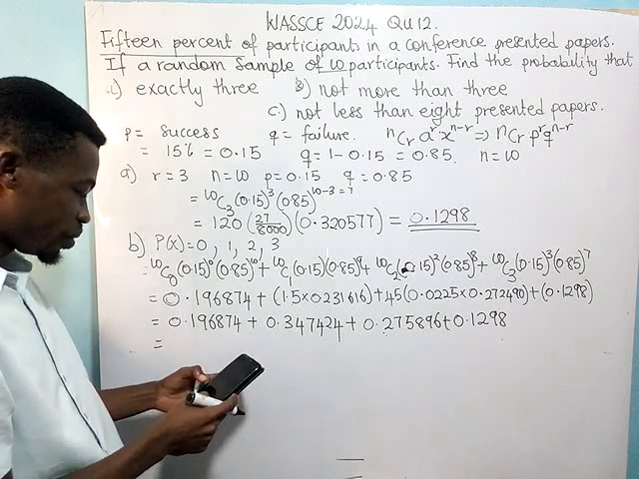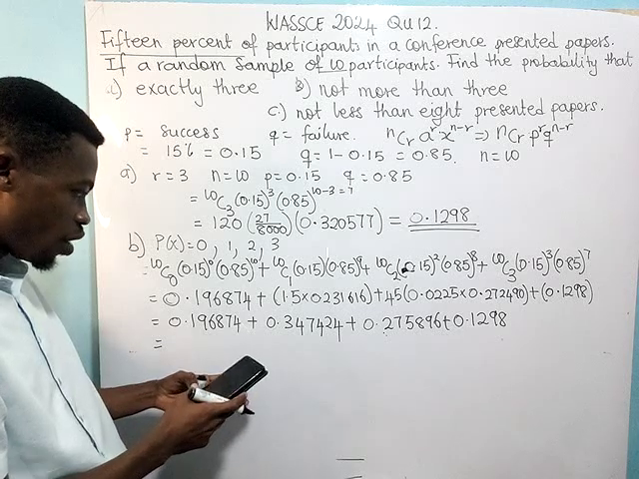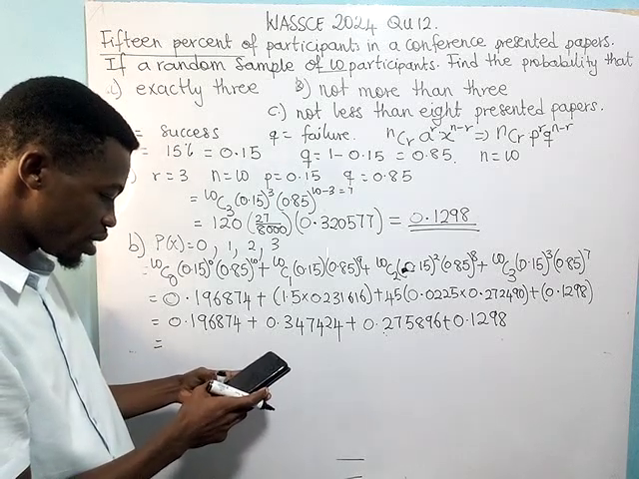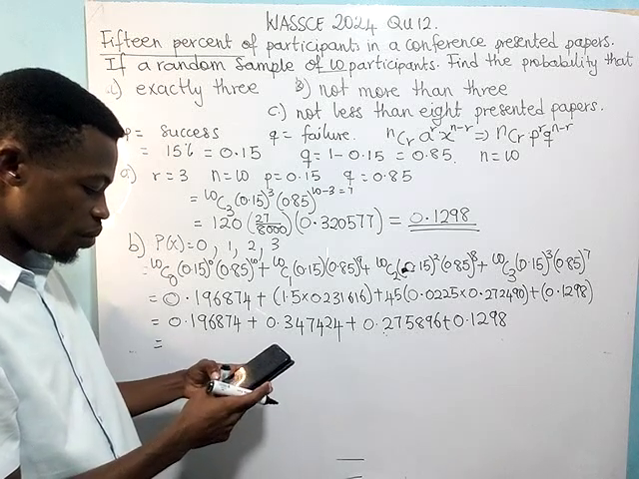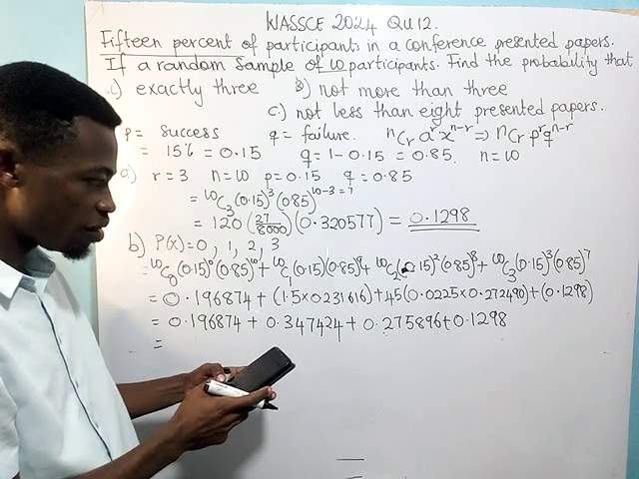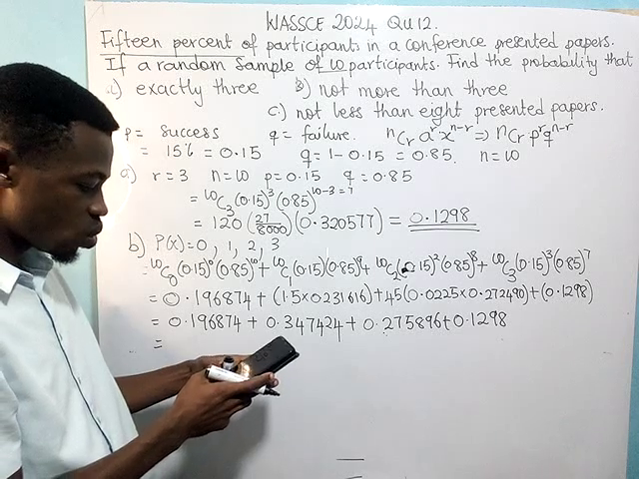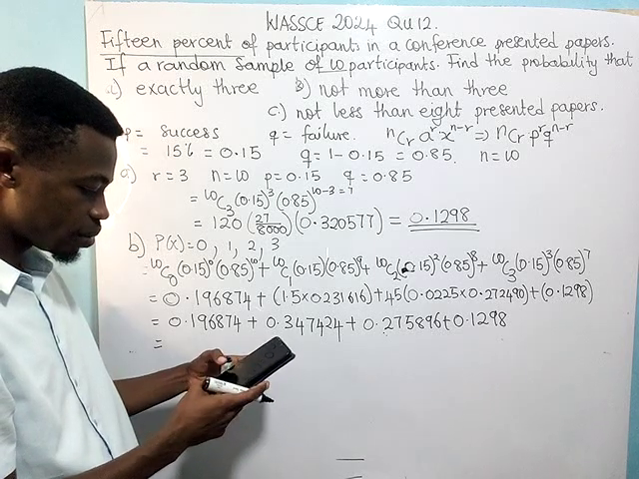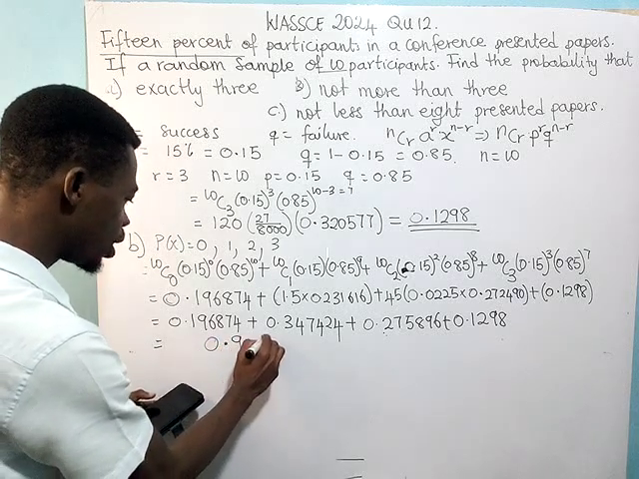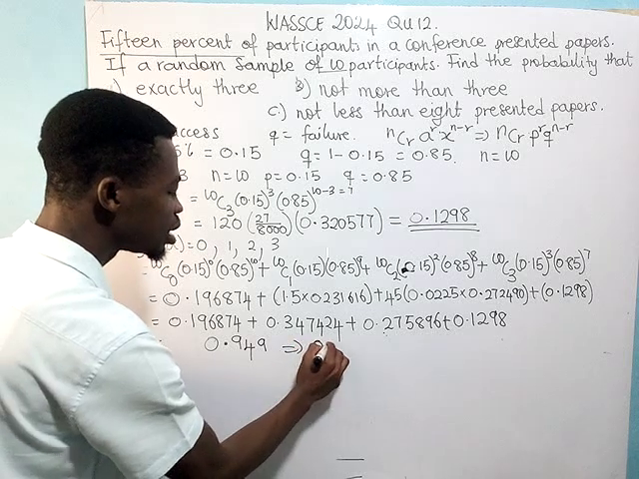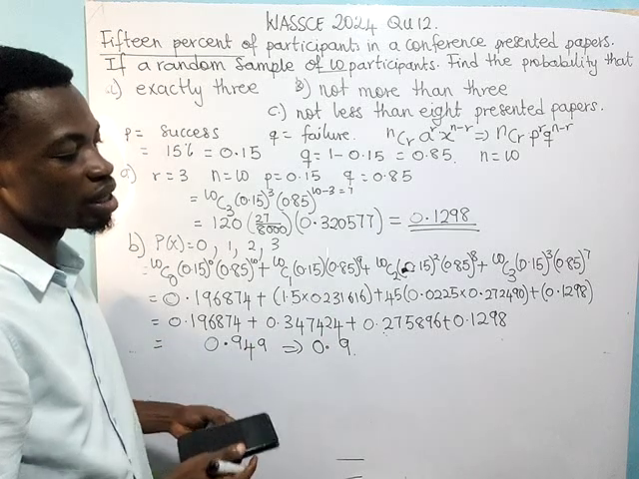So now we sum up: 0.196874 plus 0.347424 plus 0.275896 plus 0.1298, where we obtain 0.949, finally giving us 0.9. So here you must be careful with the decimals.